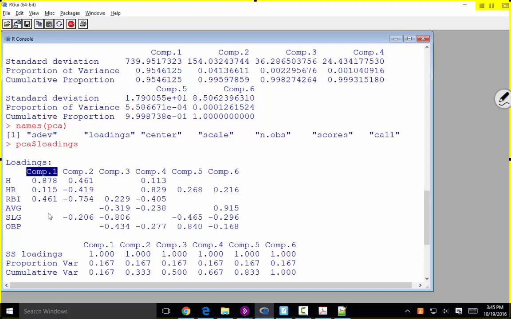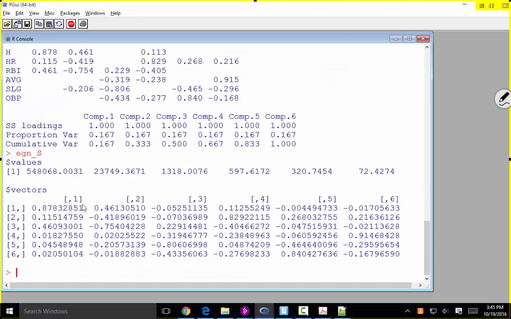So what R does by default, which I don't really care for, is it suppresses the values of numbers that it thinks are small enough to ignore. We can see all of them if I come down here and look at what are the eigenvectors of S. These are the exact same numbers as the, quote, loadings. So these last 3 numbers were deemed by R to be small enough to ignore.